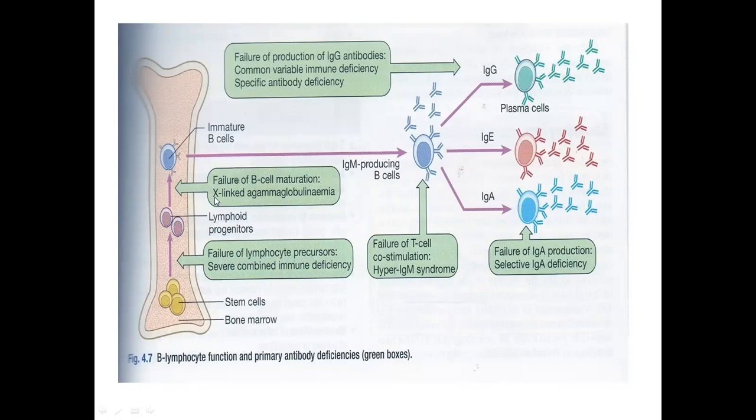We have a disease called X-linked agammaglobulinemia, which is the Bruton. Just I have discussed it. So there is arrest here before the immature B cell. Now, the immature B cell will switch to mature B cell. Now, we have failure of production of IgG. Here we talk about common variable immunodeficiency and also another condition called specific antibody deficiency.